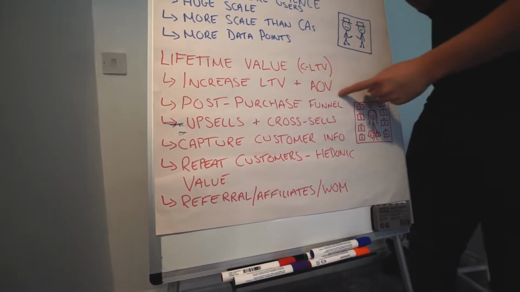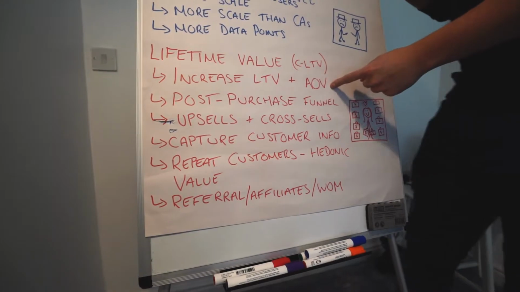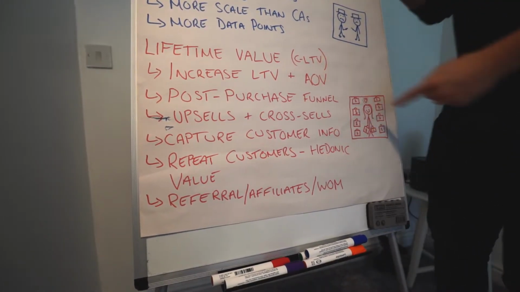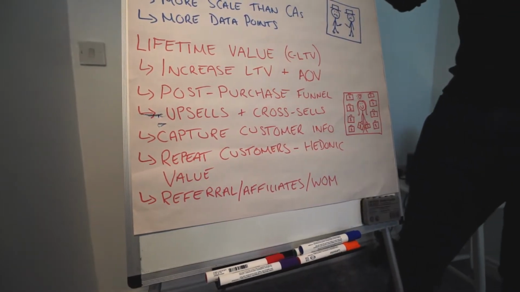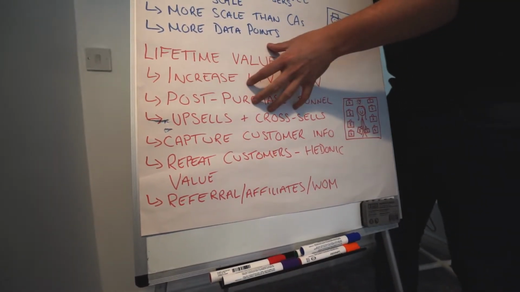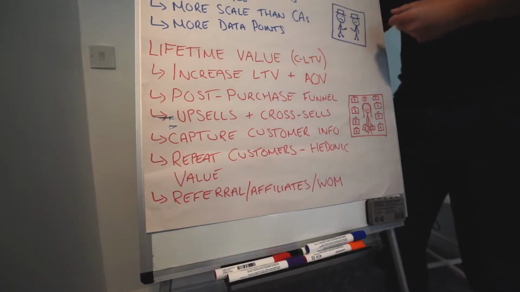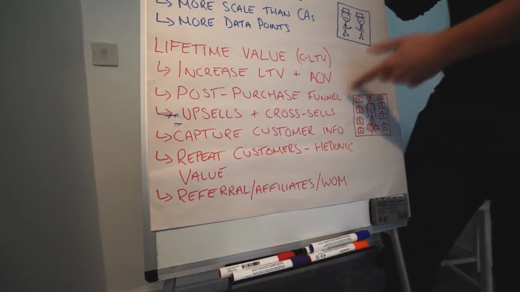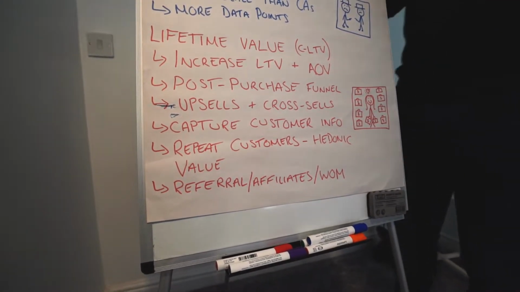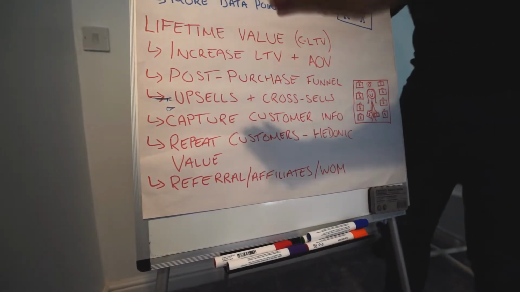but you also want to try and increase the AOV, which is average order value, meaning when somebody checks out on your product, maybe they spend $50, but then maybe they get an upsell, or maybe they get cross-sold, or maybe you set up a post-purchase funnel. So you actually target people who've already bought from you and retarget them with different products.